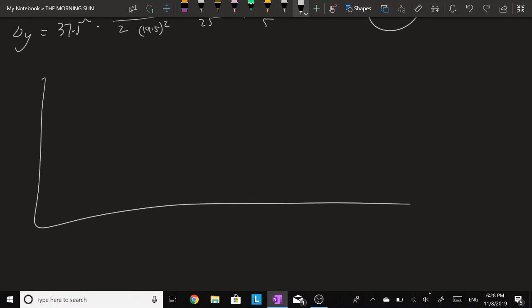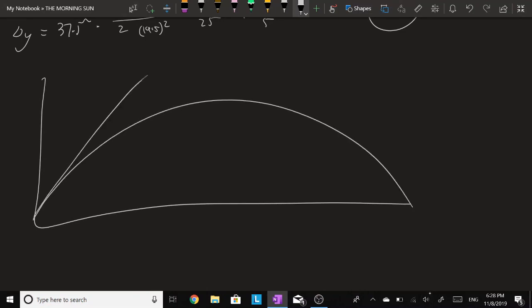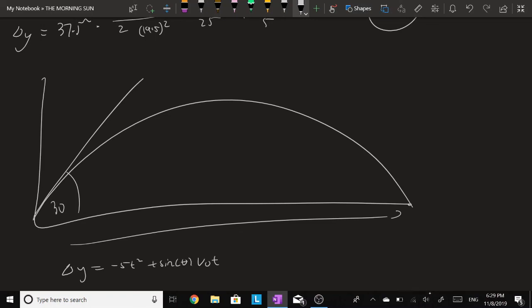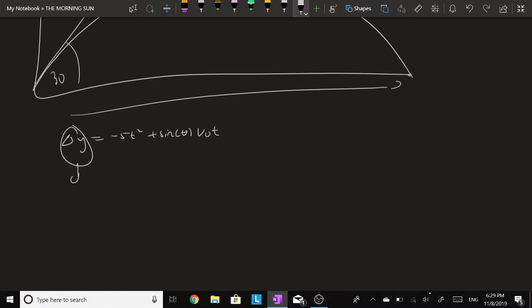In other words, it's thrown like this, right? They want us to find the time it's in the air, the time until it reaches the ground. How do we find that? Pretty simple. Delta y is equal to minus 5t squared plus sine theta v0 t. If it reaches the ground, that means delta y is equal to 0, so minus 5t squared plus sine theta, where theta is 20, so sine 20, our initial velocity is 30 meters per second, multiplied by the time, and now we just need to input this into the calculator.